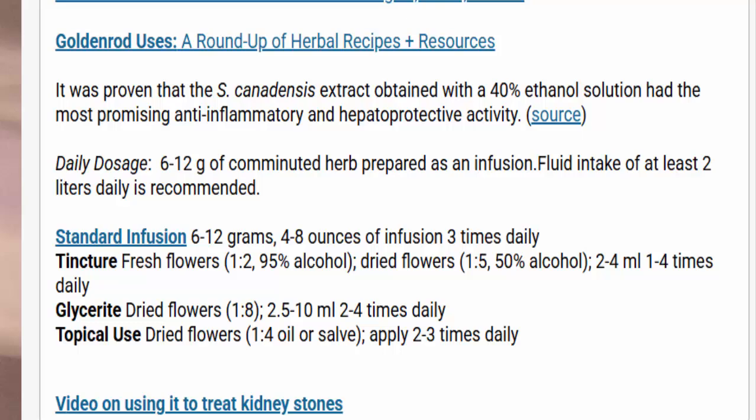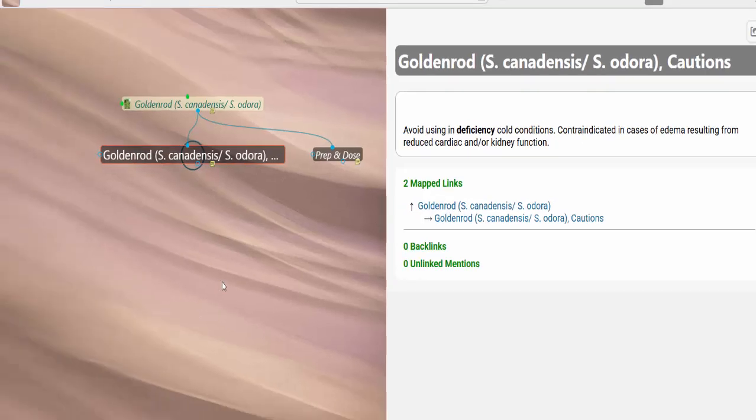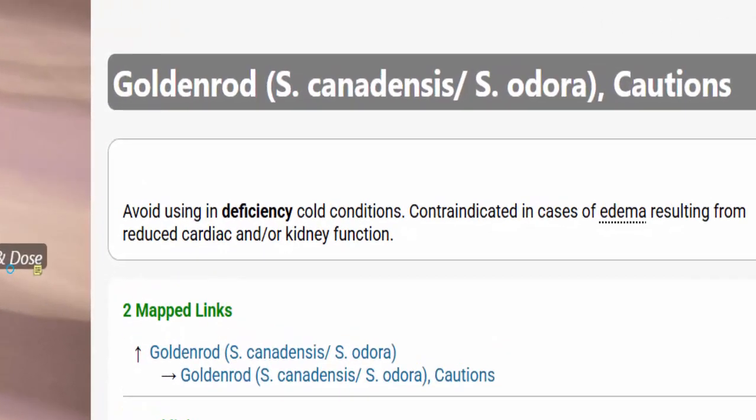But let's move on to cautions. We always need to look at cautions. Avoid using in deficiency cold conditions. It's contraindicated in cases of edema resulting from reduced cardiac or kidney function.